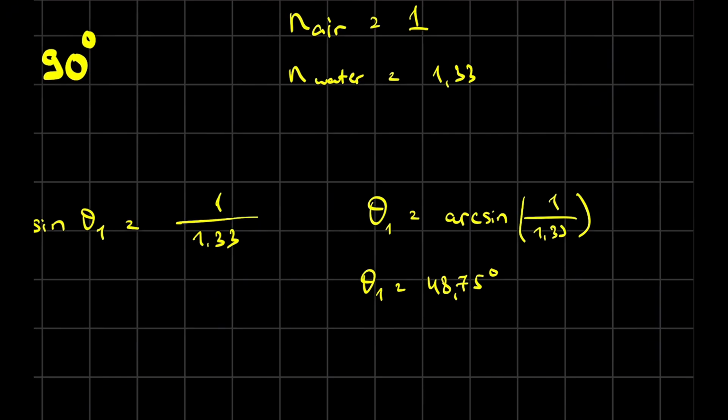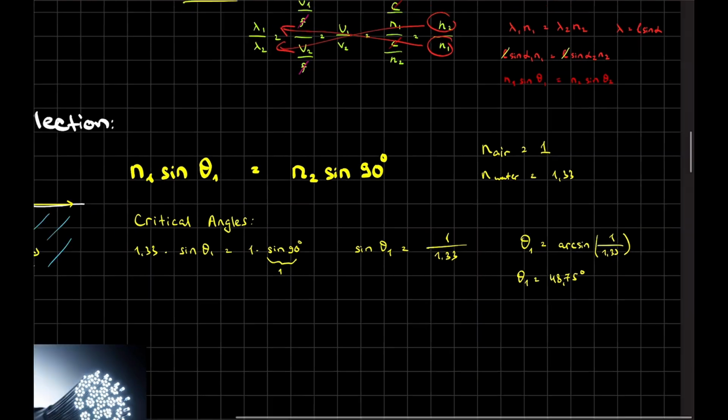So after 48.75 degrees, light gets totally reflected inside of the water. It cannot escape to the air. It gets totally reflected inside of the water. Good. And for different materials, you've got different critical angles.